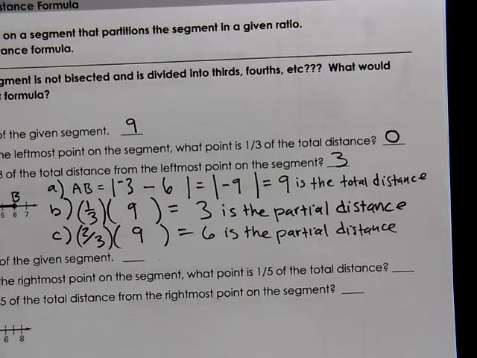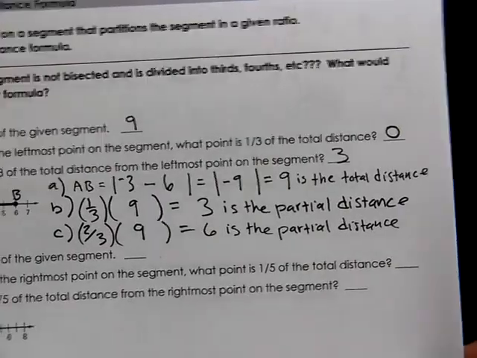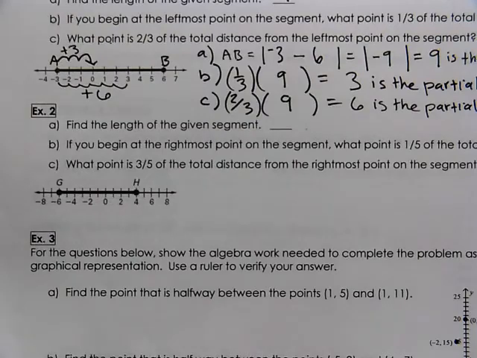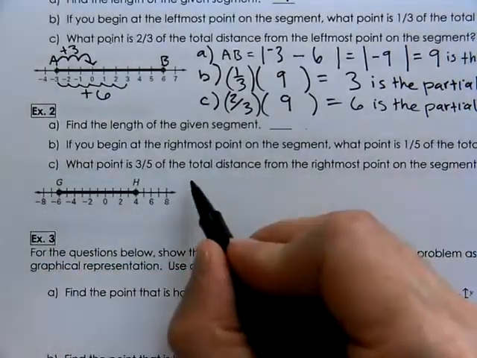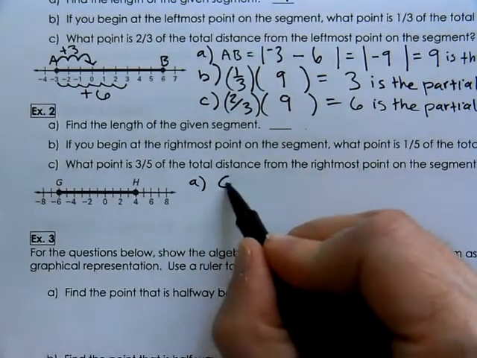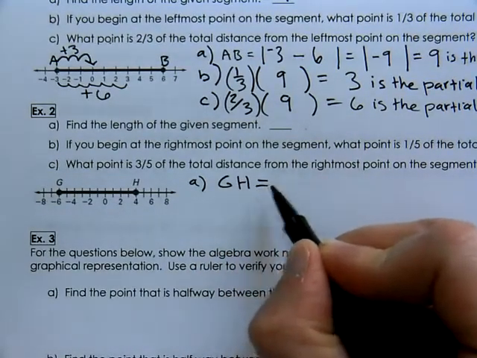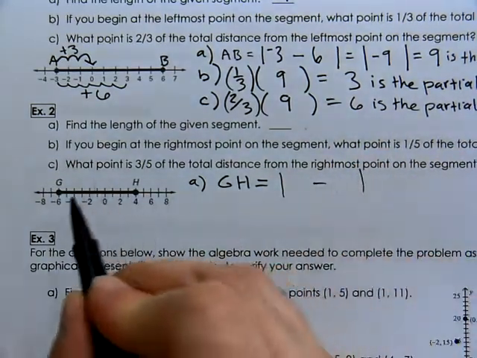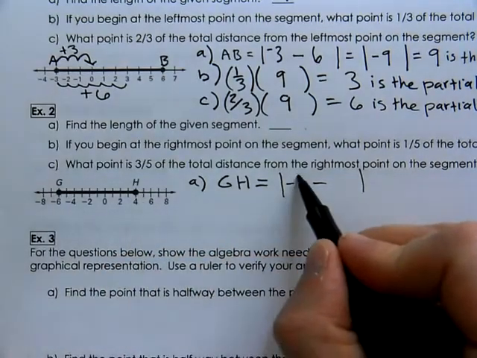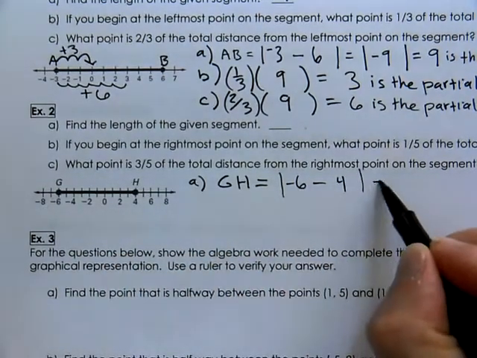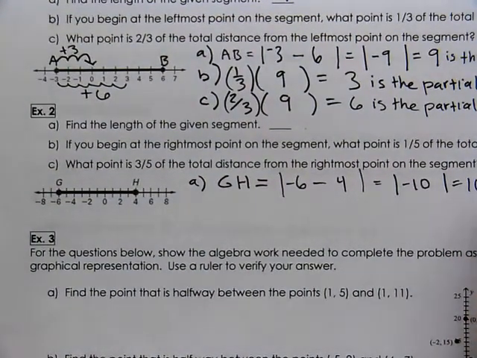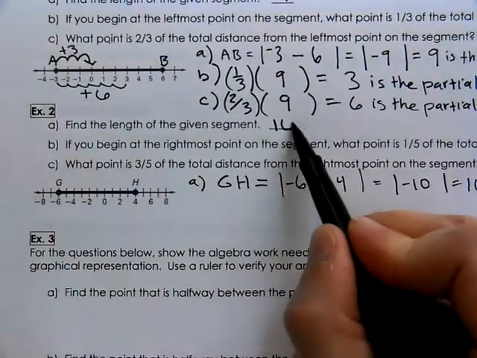We're going to do that one more time with example 2, just to see that process again. Here's example 2. Again, part A says to find the length of the given segment. We could count, but instead let's just do our calculation. What is the length of segment GH? It is the absolute value of the difference of the values of the endpoints. So we have a -6 and we have a 4. So that means it's the absolute value of -10. So +10 is the total length.